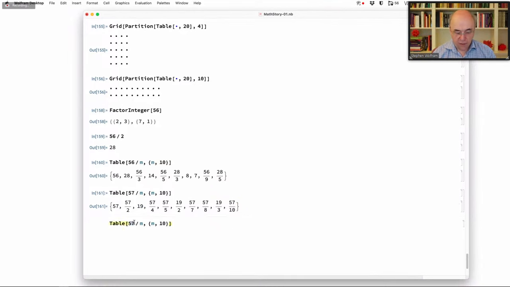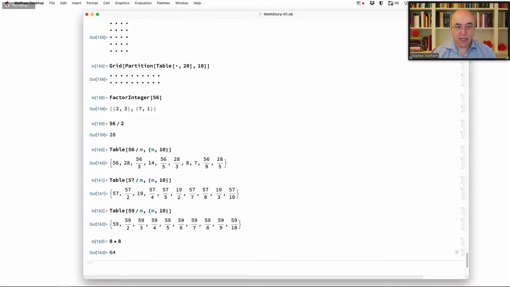Let's try 59. Okay, looks like 59 is a prime. How far do we have to go in doing these divisions? Well, we definitely don't have to go further than 8, because by the time we've got 8 times 8, we've got 64. So if 59 isn't divisible by 8, there's nothing. If it was going to be divisible by anything, it's got to be divisible by something less than 8, because by the time we've got to 8 times 8, we've got a number bigger than 59. So that's how you work out whether a number is prime.